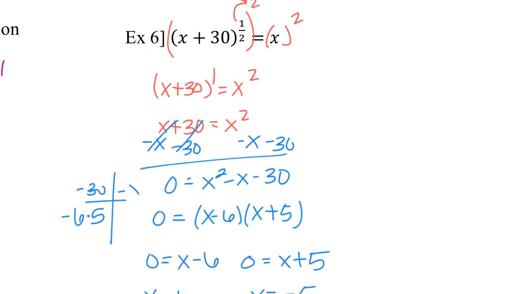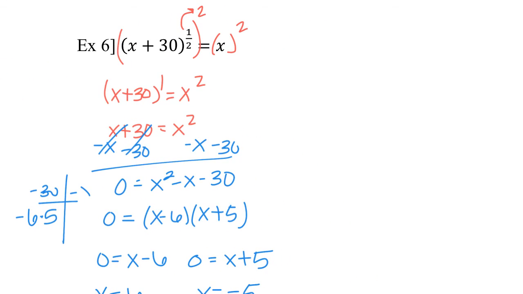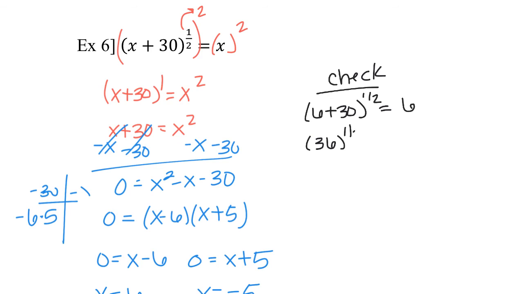Now, because I got two x values, I need to make sure that they're both solutions. So we're going to have to check both of these, make sure they're good. So we end up with 6 plus 30 to the 1/2 equals 6. So 6 plus 30 is 36 to the 1/2 equals 6. Change this into its radical form. So this is really the square root of 36 equals 6. And the square root of 36 is in fact 6. So yes, x equals 6 is a solution.